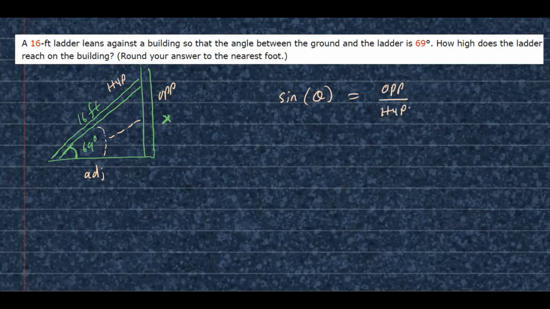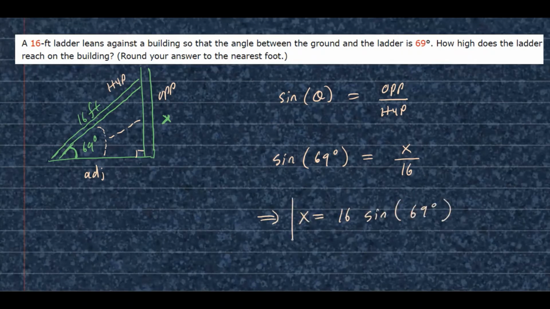That's the definition of it because we have created a right triangle. So we're looking at 69 degrees. So we can say sine of 69 degrees is equal to opposite, which is x, over hypotenuse, that's 16. So now we can multiply 16 on both sides to solve for x. So we know that x is equal to 16 times sine of 69 degrees.